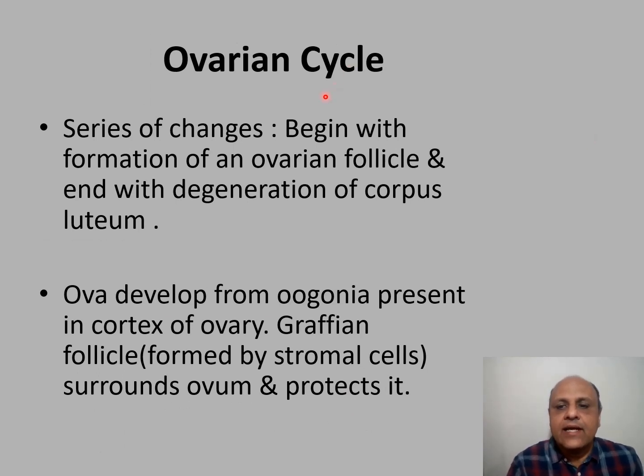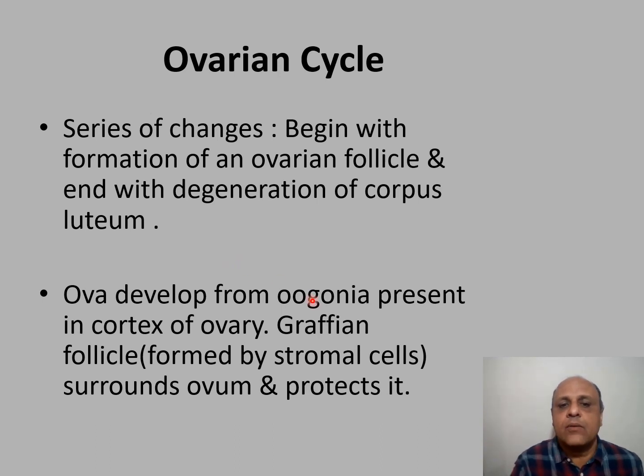Ovarian cycle refers to the series of changes which begin with the formation of an ovarian follicle and end with the degeneration of corpus luteum. So when you describe an ovarian cycle, you have to describe the formation of ovarian follicle and you have to describe the degeneration of corpus luteum.